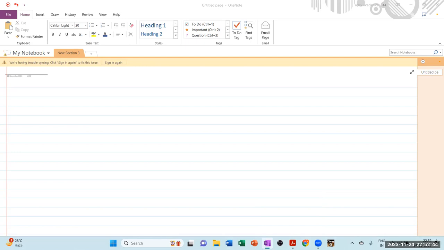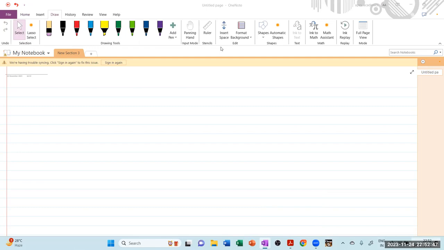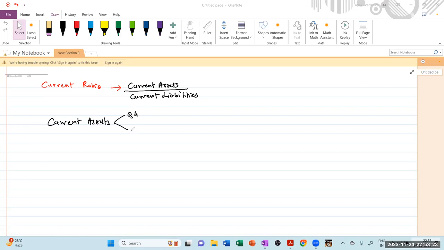So before I jump into this particular conceptual discussion that is going to start, I'll just ask you a basic question. What is the formula for current ratio? The formula for current ratio, if you recall, is current assets upon current liabilities. I would also go one step forward to say that current assets comprise of quick assets and non-quick assets, where the only non-quick asset that you have to deal with is inventory.